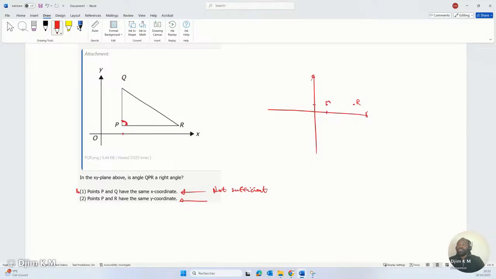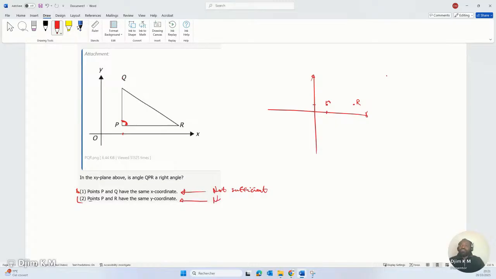But we don't have the values. If we consider only the second condition, we do not have the coordinate of Q. So Q could be here, and if Q is here, we definitely know that this is not a right angle. The condition does not tell us the coordinates of Q. For it to be a right angle, Q must have the same x coordinate, but it's not given in the second condition alone.